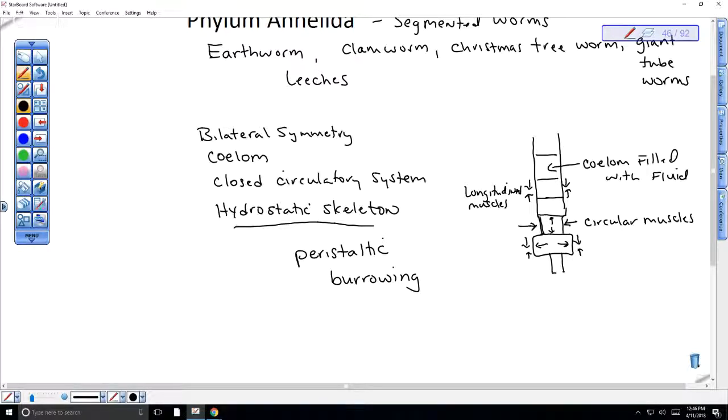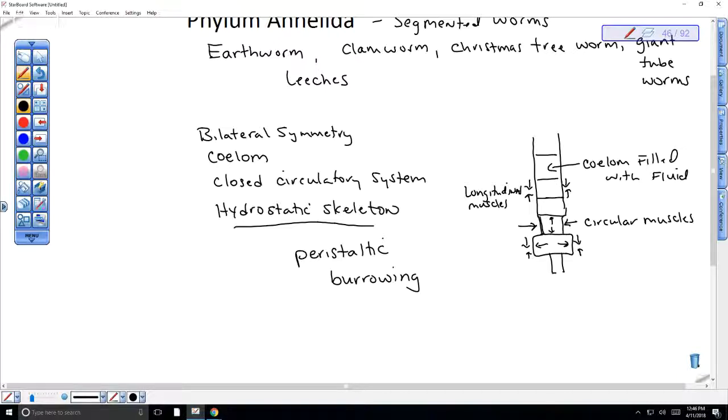And this is actually the exact same way that our esophagus works, because we have circular and longitudinal muscles, and the esophagus can force food down into our digestive tract. So we'll talk about this movement again when we start to talk about the digestive system. Peristalsis in the digestive system also describes this type of alternate contraction and relaxation.